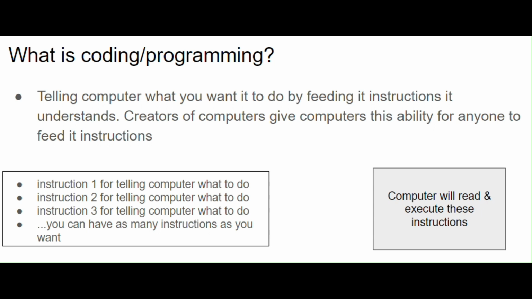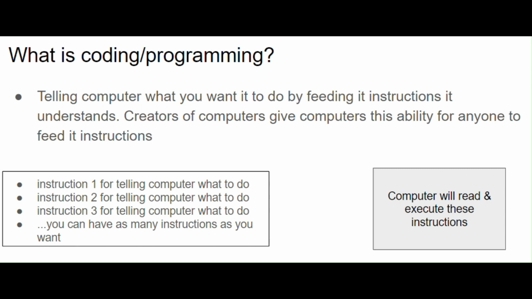And so then what happened is the creators of the computers, they actually created it in a way so that people could give it instructions so it can do whatever these people wanted to do. So you can see here there's a box where I have instruction 1 for telling a computer what to do, instruction 2 for telling a computer what to do, 3, and then you could have as many instructions as you want. And that's because it depends on what you want to do.